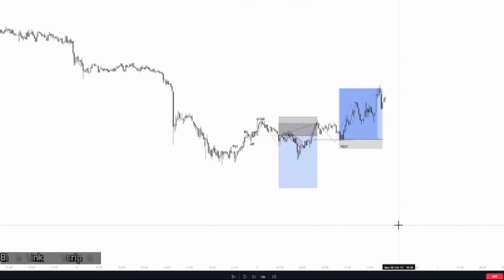Today we'll be discussing the reaccumulation phase of Wyckoff. Previously we had discussed accumulation and distribution in detail.